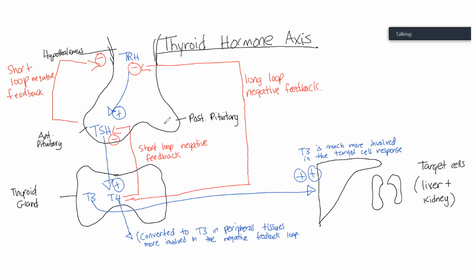So in this example, the increasing levels of TSH will actually have a negative or inhibitory effect on the release of TRH. Okay, and the same would be for ACTH and CRH, etc. Okay. So just a quick addition here.